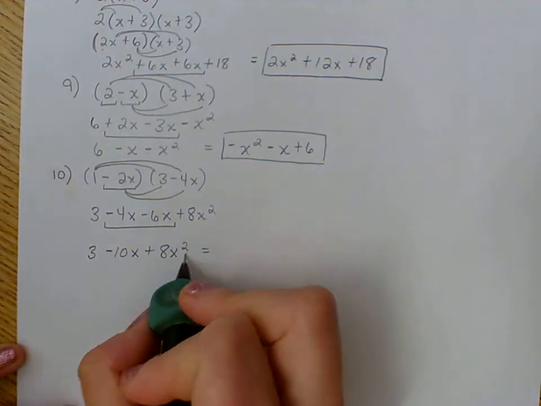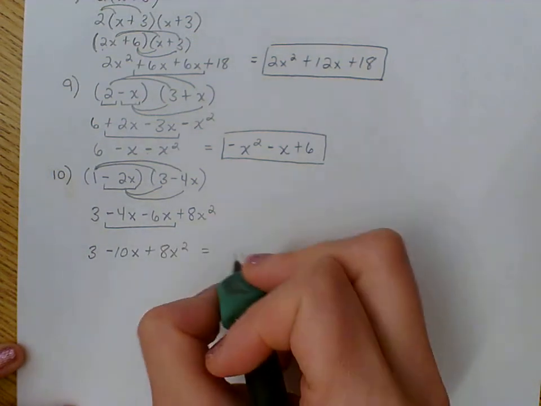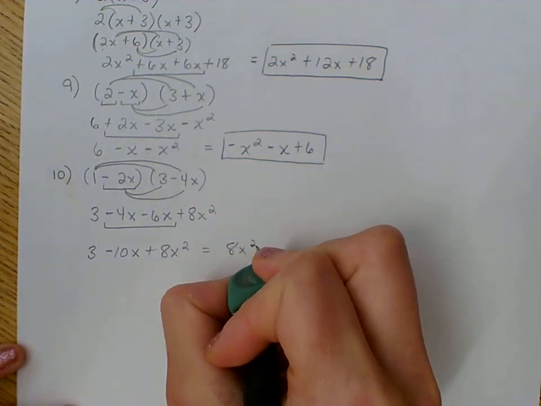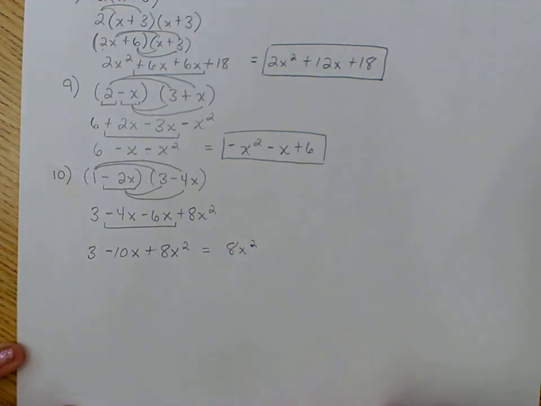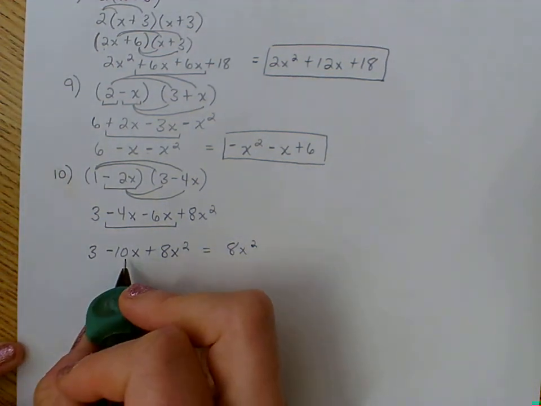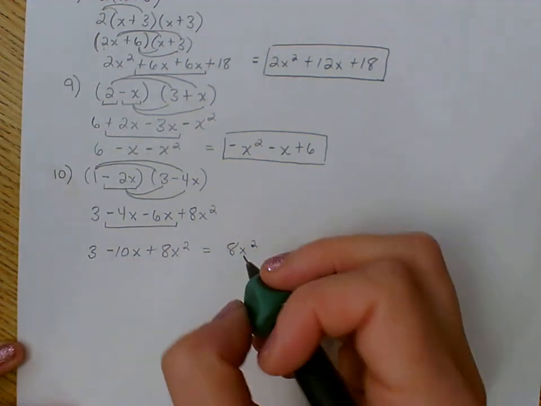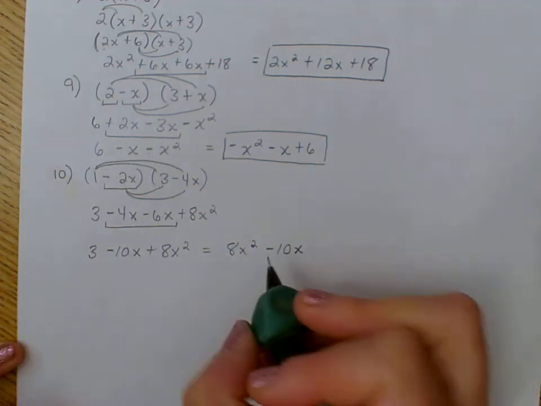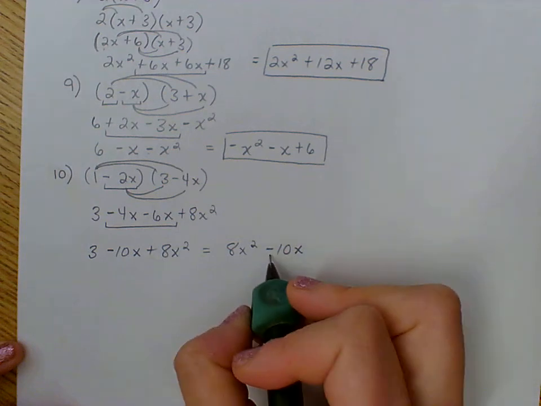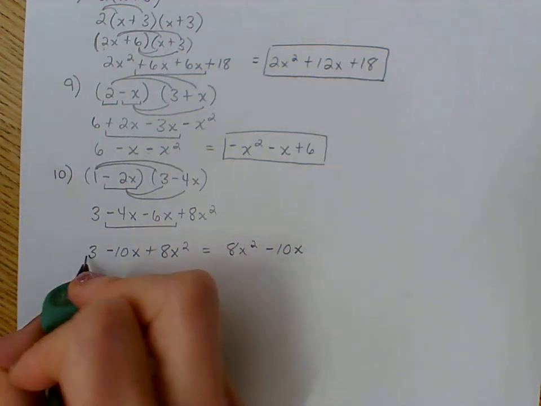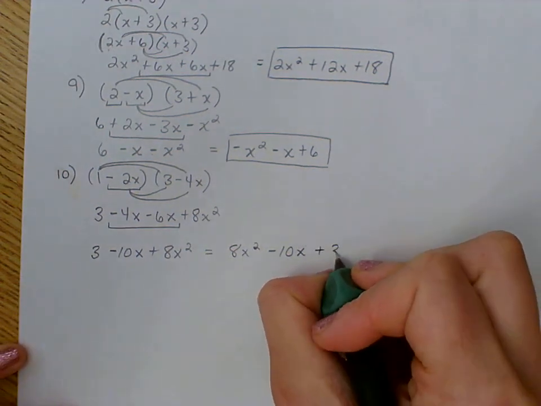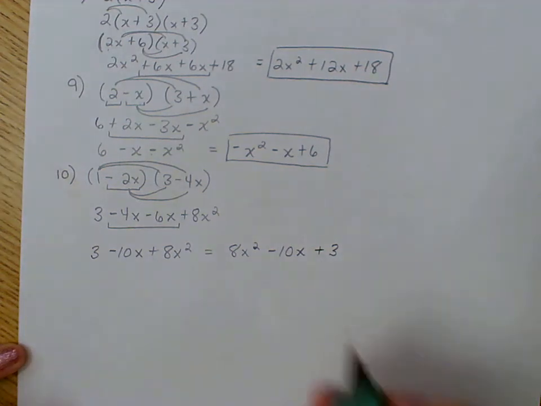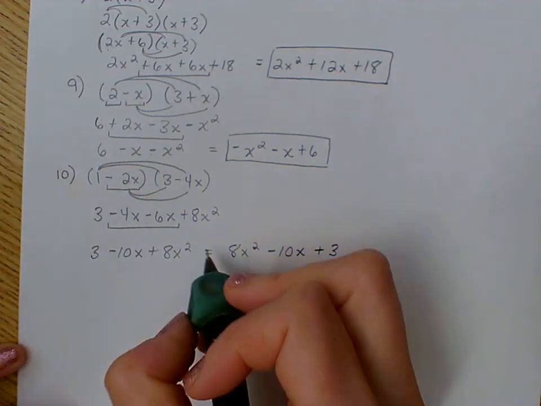So my highest degree one was the 8x squared, so I'm going to put that first, and it's positive, so I don't really have to put the plus in front of it. And then the next one would be the negative 10x, so to separate my terms, make sure you don't forget to put the plus and minus signs between your terms, so that goes there. And then that positive 3, again, put the sign so you separate your terms, that would go in the last. Okay, and then there you go.